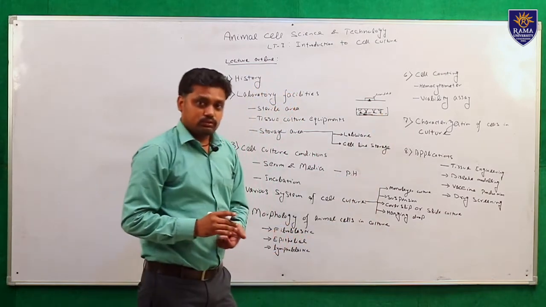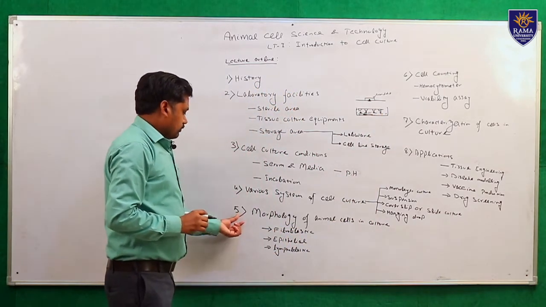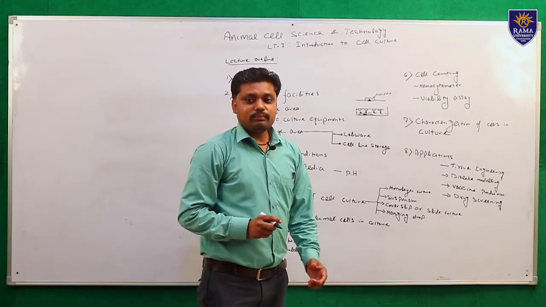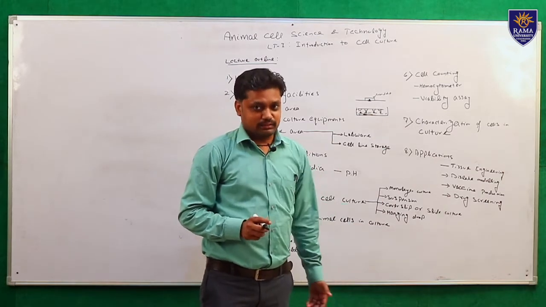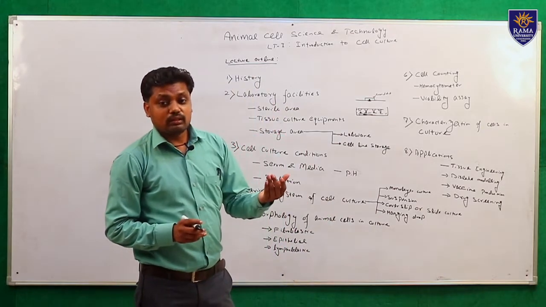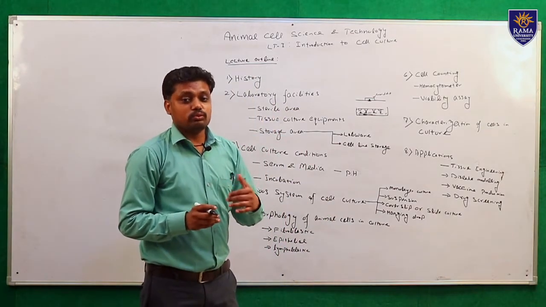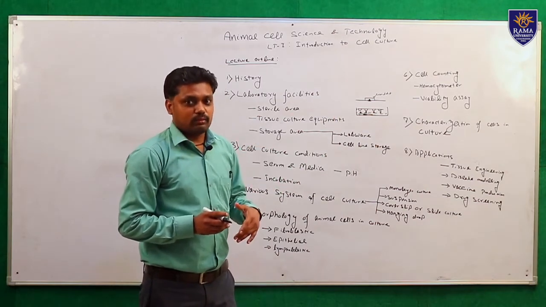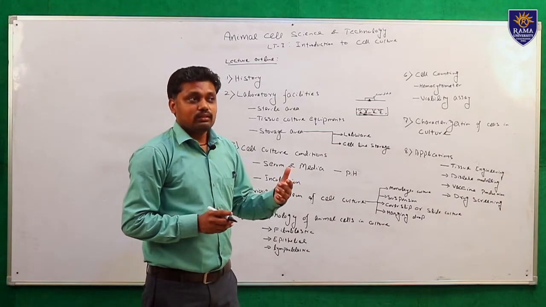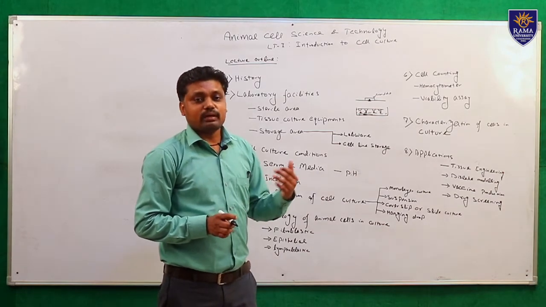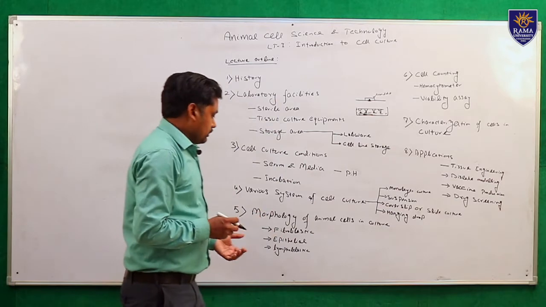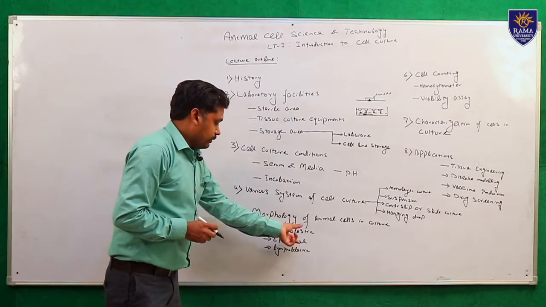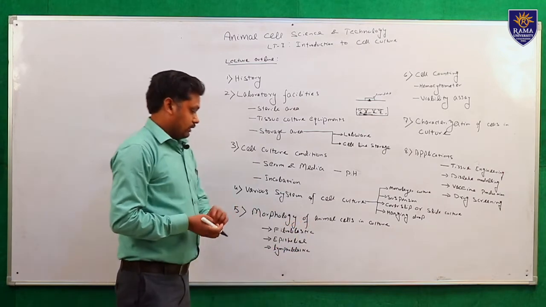Last one, fifth one, is the morphology of animal cells in culture. Morphology means appearance, shape and size. Since we are growing cells outside of the body, they are bound to differ from how they grow in the body. What are the basic types of cell morphology shown by animal cells in culture? Basically, we can categorize them into 3: fibroblastic, epithelial and lymphoblastic.